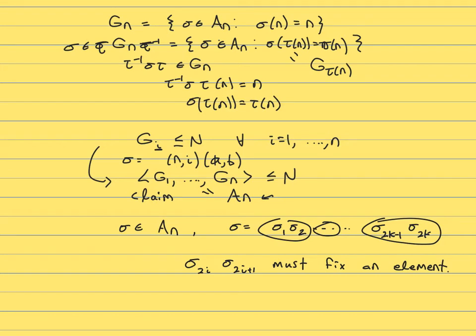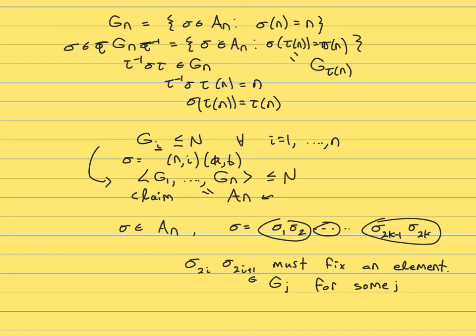In particular, it must be in G sub j for some j. Why? Because when you multiply two transpositions, you're either going to get a 3-cycle or two disjoint 2-cycles. And since n is at least 5, you're permuting at most 4 elements, so there must be a fixed point. And so you've written it as a product of things that each belong to one of these sets.